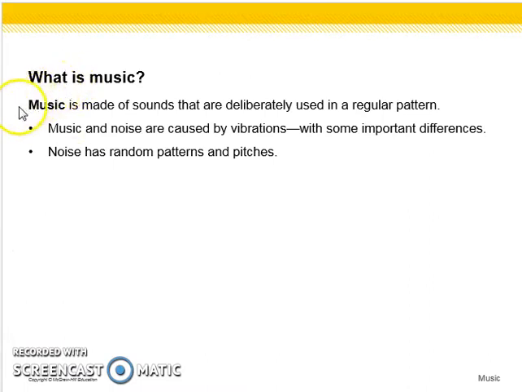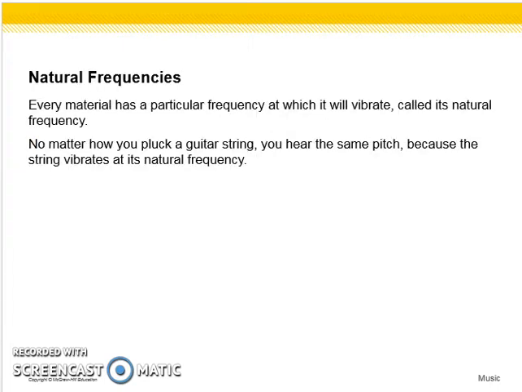So what is music? Music is made of sounds that are deliberately used in a regular pattern. First bullet point, music and noise are caused by vibrations with some important differences. Next bullet point, noise has random patterns and pitches, super random. So for our first heading, natural frequencies, followed by the textbook page number.